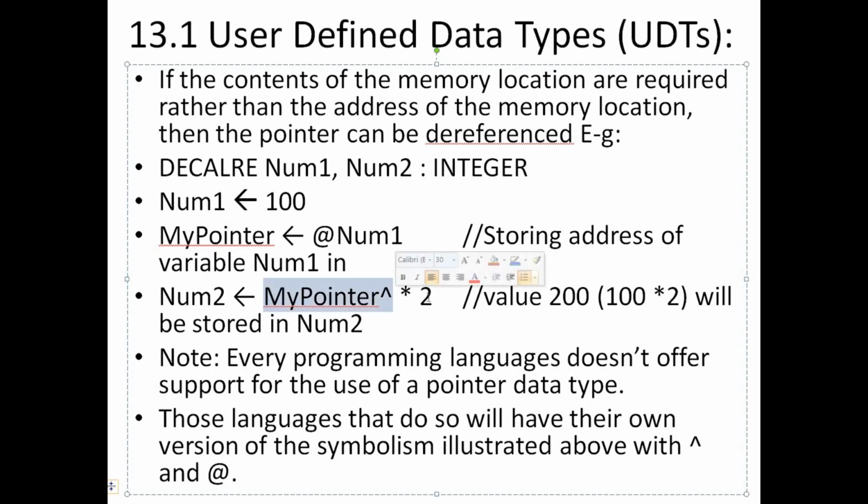My pointer cap multiplied by 2. Now this time, because of this cap symbol, it will get the original value, or dereference the original value. It will not use the memory location, whereas if I use the @ symbol, it will store the memory location. Now 200 will be stored in num2 because the value in my pointer is 100. The value in my pointer basically points to the variable num1 that contains the value 100. So it will be multiplied by 2 and the value stored in num2. Not every programming language offers support for the use of a pointer data type.